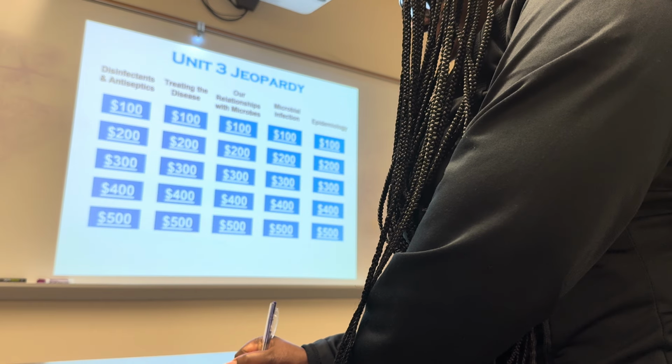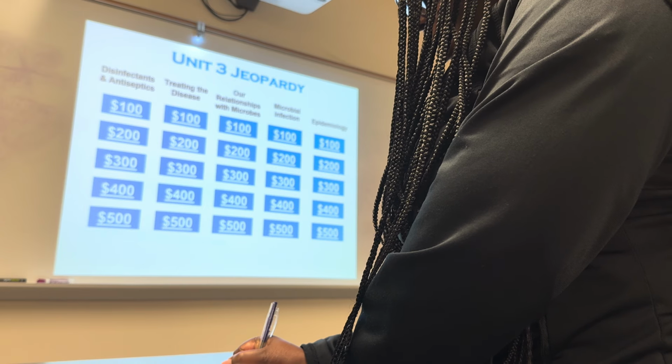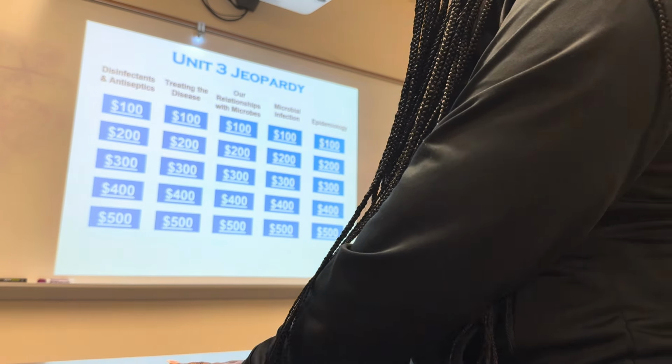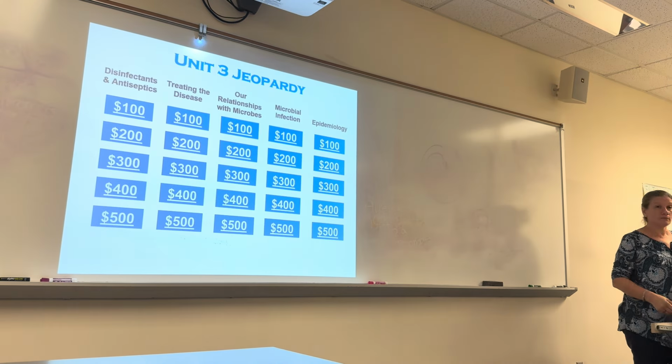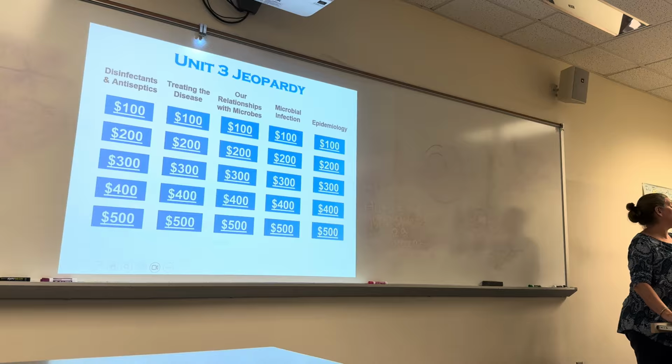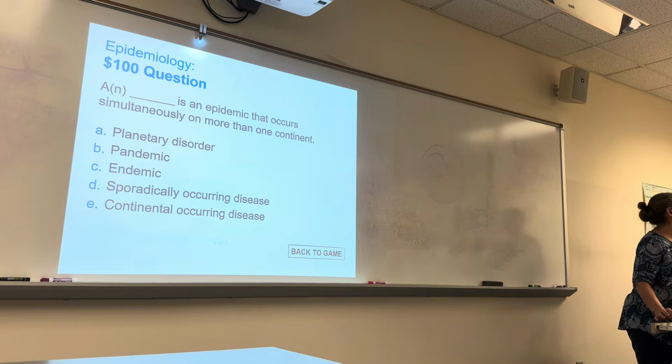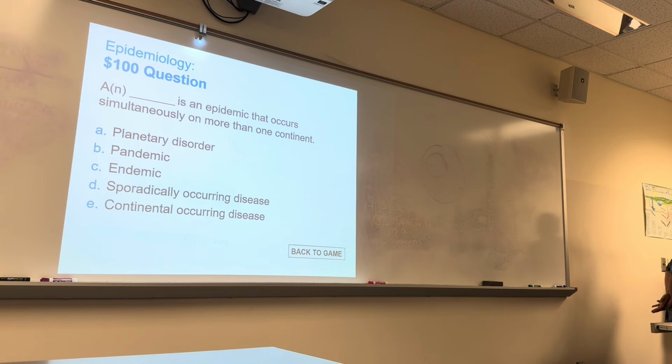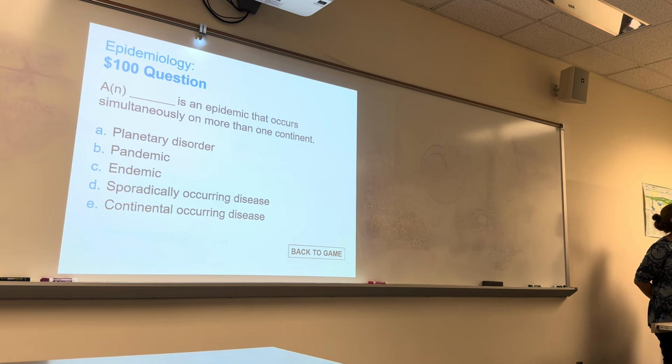Just like last time, the first time we'll have you come up so I can sign, but after that you just stand up so I know where we're at. Do you want to pick up? Epidemiology 100. A blank is an epidemic that occurs simultaneously on more than one continent. B. Yes, B.